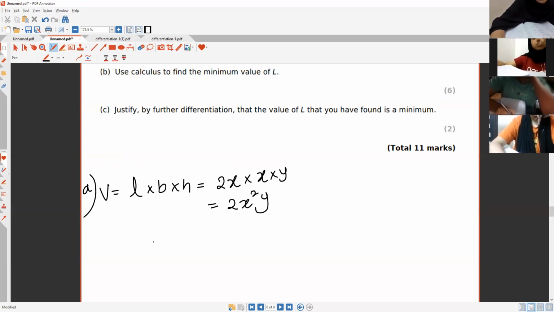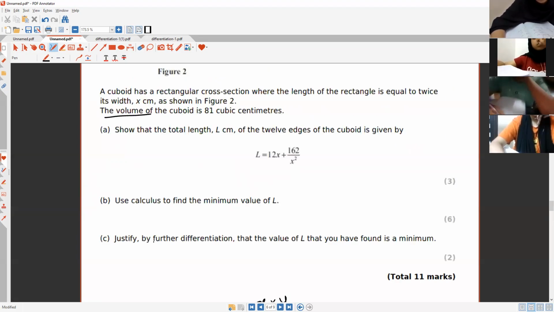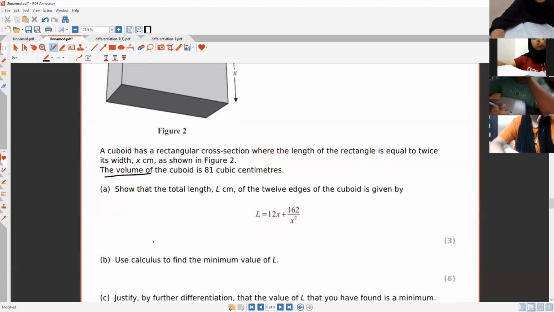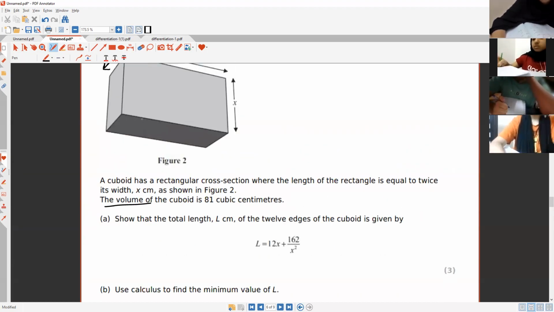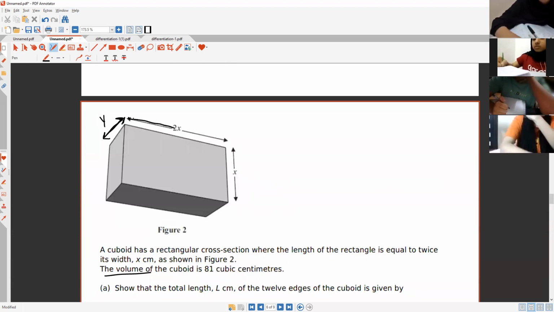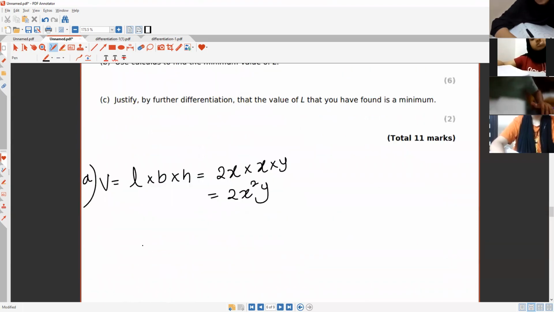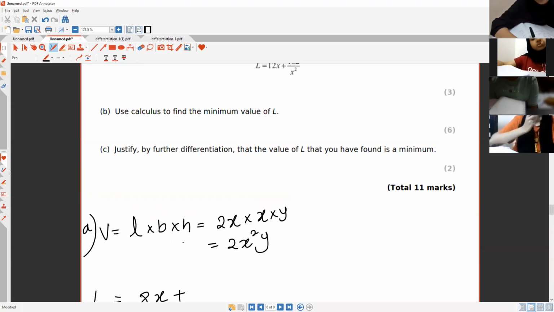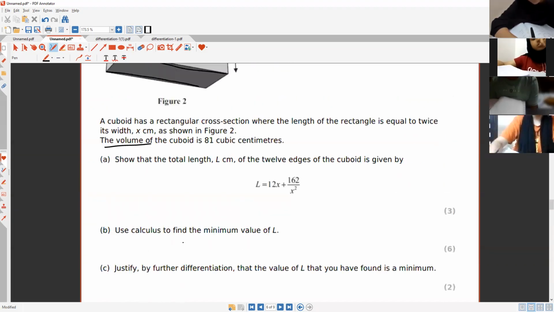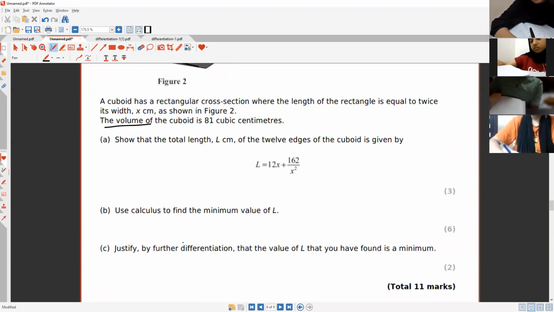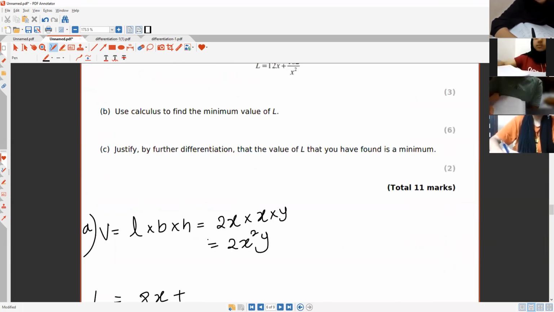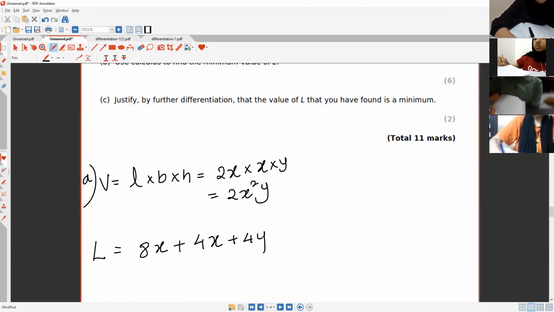Now, what else did they say? They said about the length of the 12 edges. So I have 2x 4 times. If you imagine the box, this 2x is there 4 times: one here, 1, 2, 3, and 4. So the length is 2x into 4, that is 8x, plus x. Also I have 4 of x, so 4x. And I have y 4 times as well, 4y.